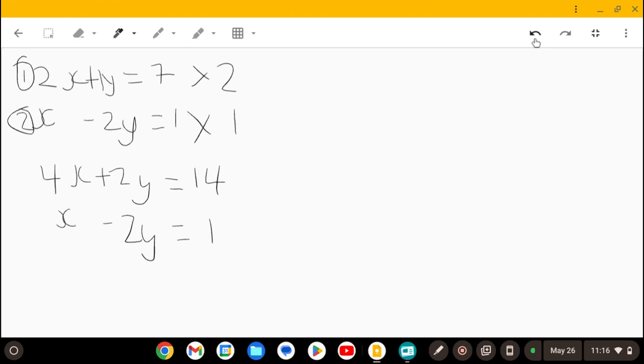So in the first equation, the y term is 2y. In the second equation, it's negative 2y. So what we need to do now is determine whether we're going to add or subtract to get it to 0. So let's see what happens when we subtract.